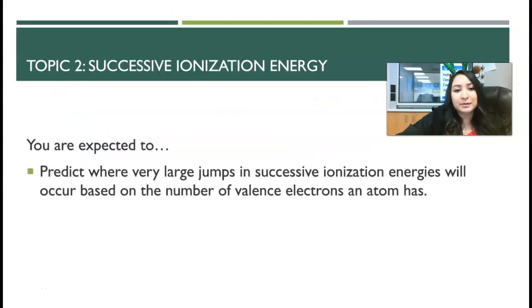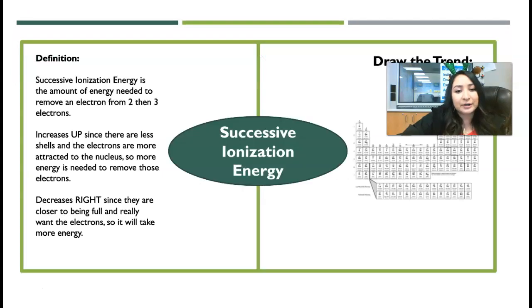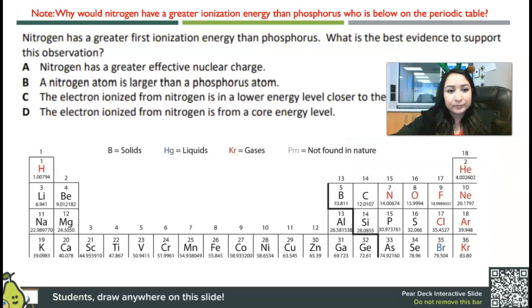All right, let's go ahead and talk about successive ionization energies. Successive ionization energy is the amount of energy needed to remove an electron from two, then 3 electrons. It increases as you go up, since there are fewer shells and the electrons are more attracted to the nucleus, so more energy is needed to remove them. And then it increases as you go to the right, since they are closer to being full and really want the electrons, so it will take more energy.